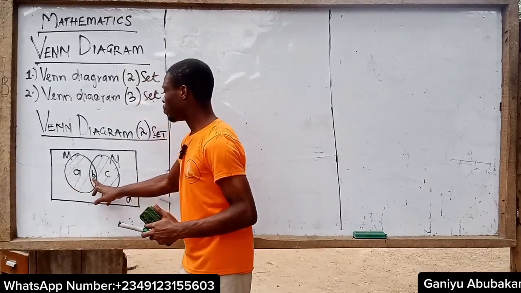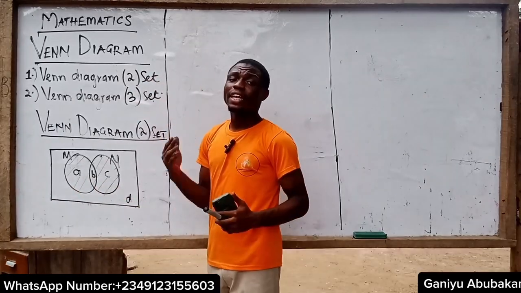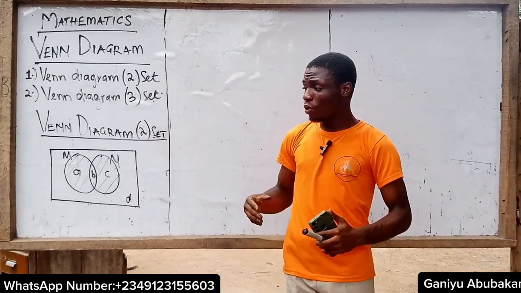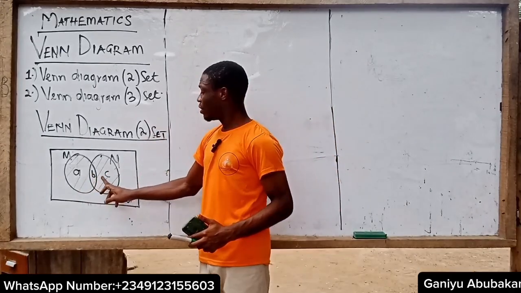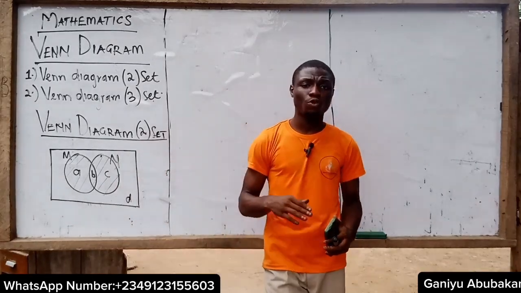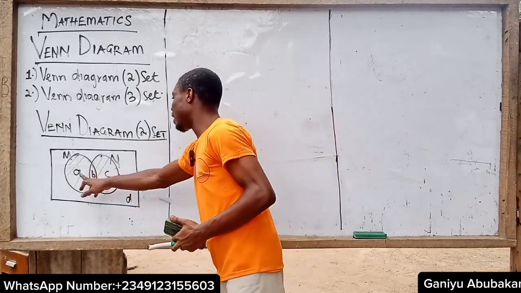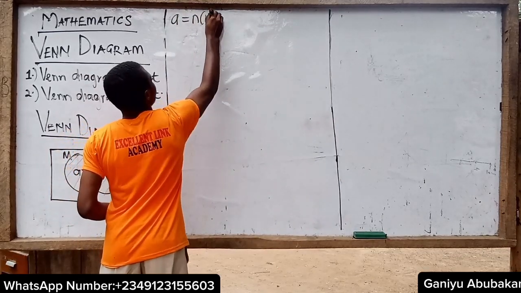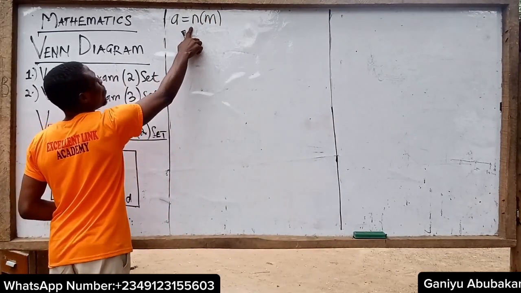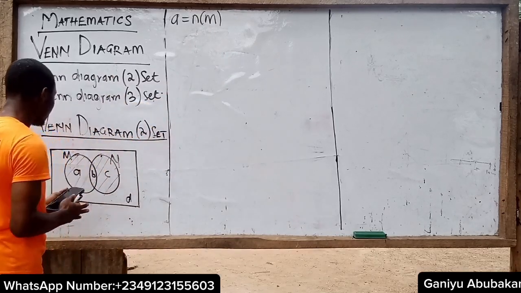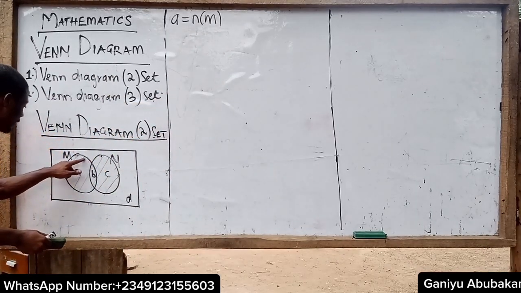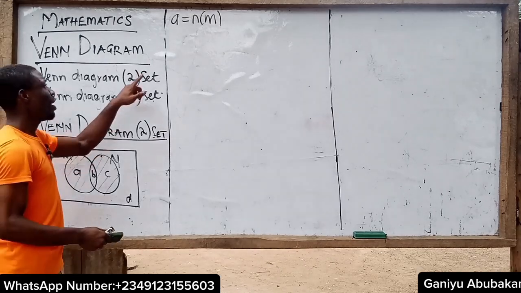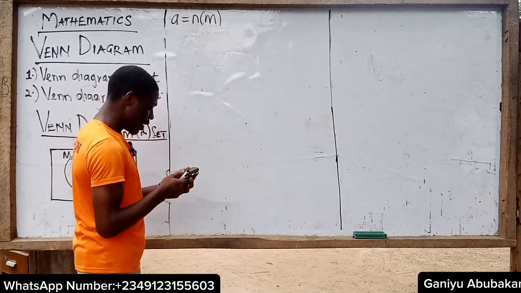Let's define these spaces one after the other. What's A? What's B? What's C? What's D? When it comes to the Venn diagram for two sets, there are four spaces: A, B, C, and D. Note that A is equal to n of M, that is, the number of elements in M. Observe that A is everything here, so all the elements in M are A.